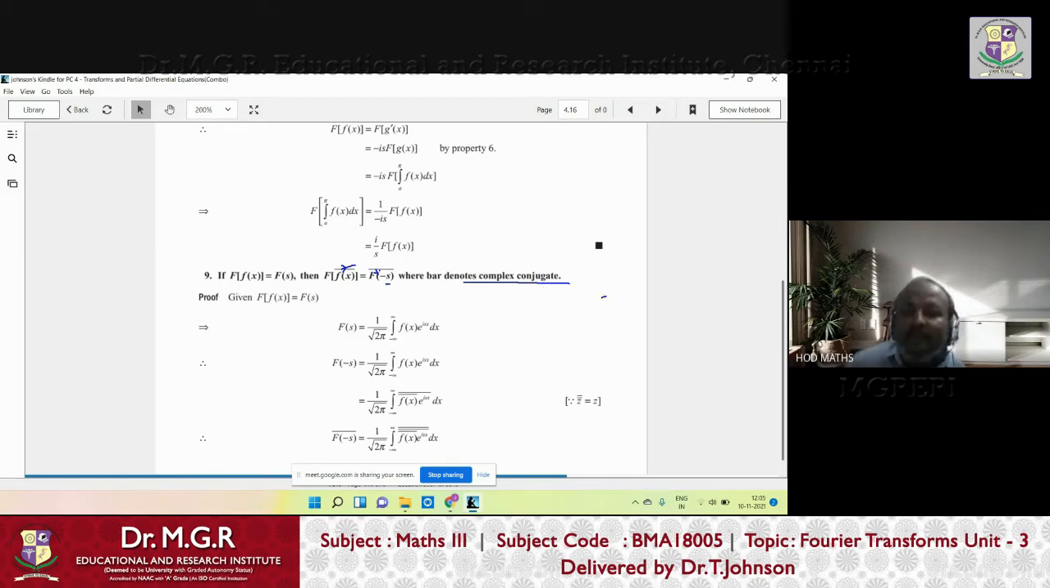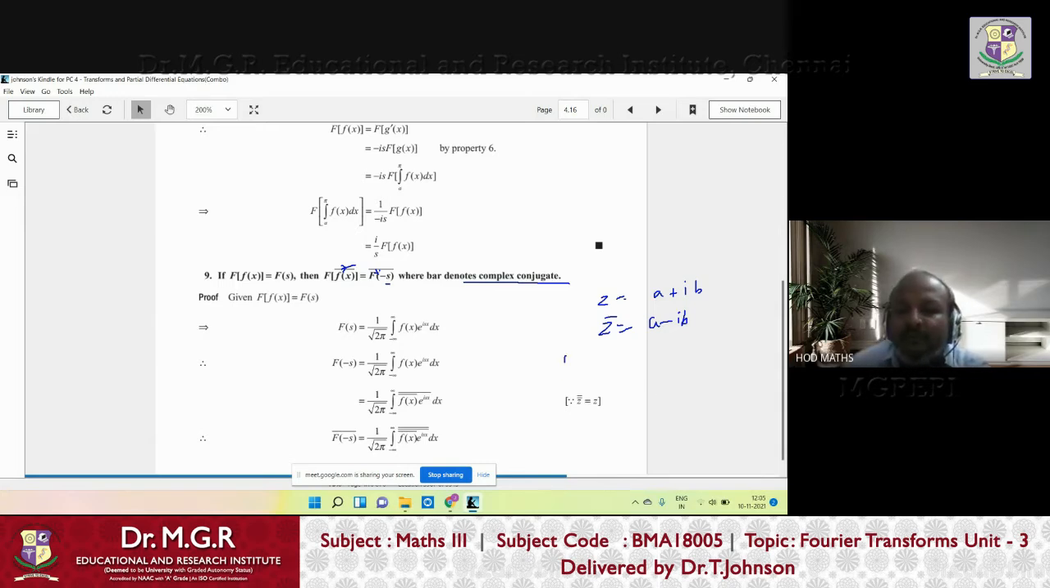Suppose you take a complex number z equals a plus ib, that is 2 plus i3 or 3 plus i2. Then z bar is nothing but a minus ib. So z bar, the complex conjugate, is nothing but wherever i is present, that is replaced by minus i.